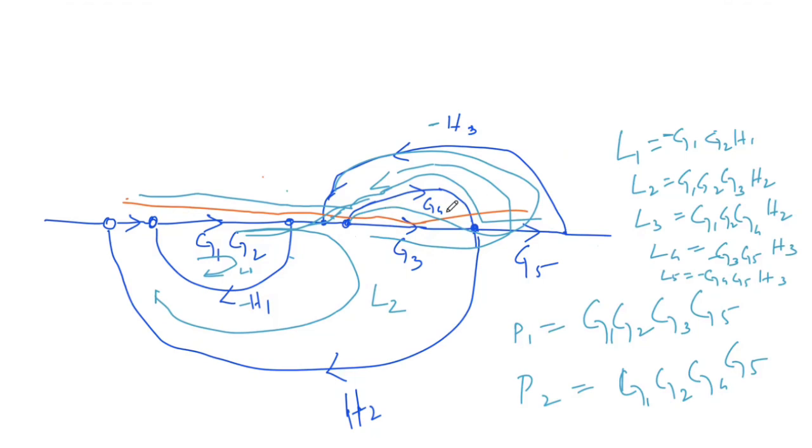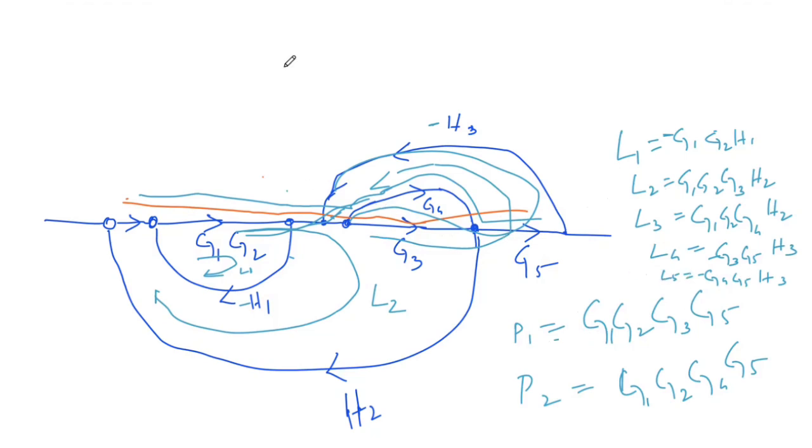Okay. Sir, L1 and L4 are not touching, sir. L4, L1, L5 are not touching. Yes, sir. L2, L3 are touching L4, L5. So L1, L4, L5 are non-touching loops. Okay. And forward path, any loop not touching? Sir, all are touching the forward path.